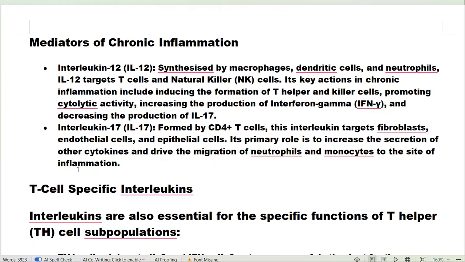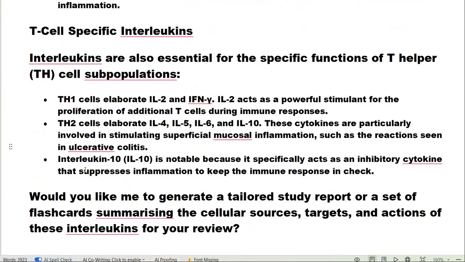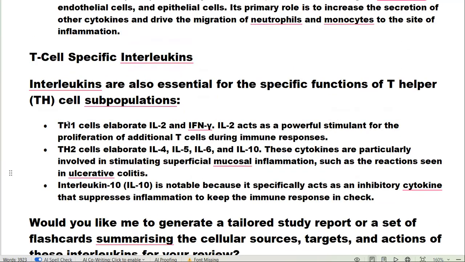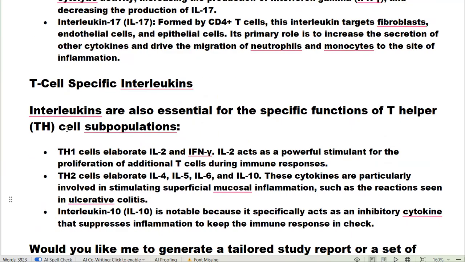T cell specific interleukins. Interleukins are also essential for the specific functions of T helper cell subpopulations. Th1, T helper 1 cells elaborate IL-2 and IFN gamma. IL-2 acts as a powerful stimulant for the proliferation of additional T cells during immune responses.